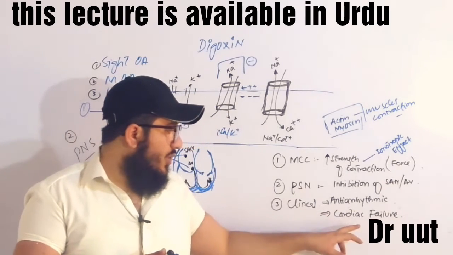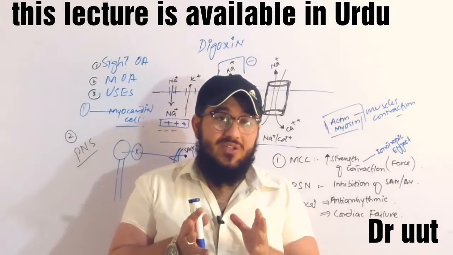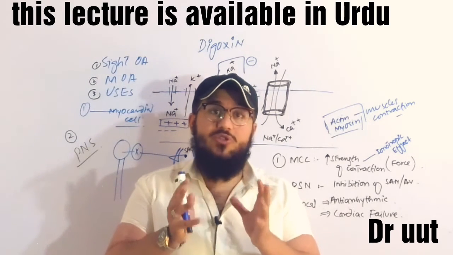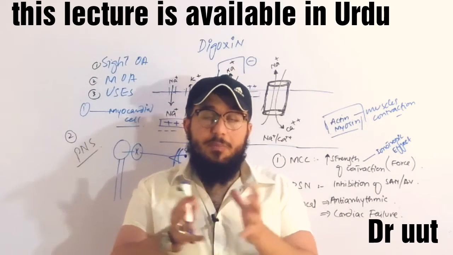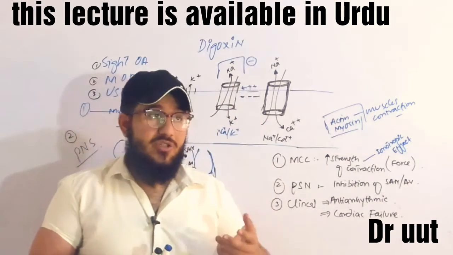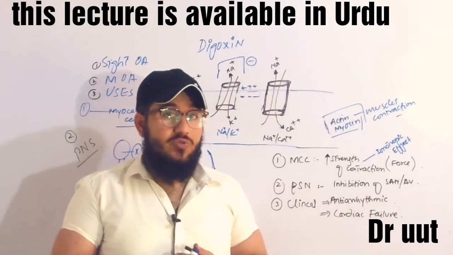Well, coming to the next point, it is also used for cardiac failure. Now, what is cardiac failure? In cardiac failure, the heart is no more able to do its job. What is the job of the heart? To pump the blood. So when the pumping action of the heart decreases, we will give a number of medications, and digoxin is also applied for that. How is it used for cardiac failure?